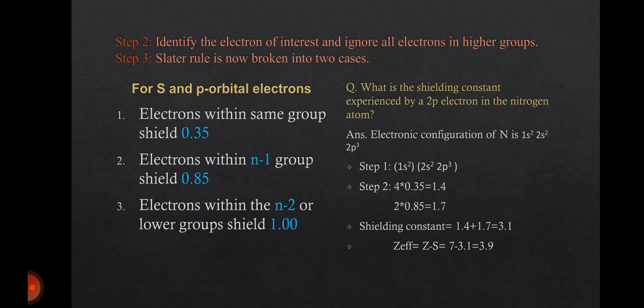Now we calculate the effective nuclear charge. We know the formula of effective nuclear charge is equal to Z minus S, where Z is the atomic number and S is the screening constant. The atomic number of nitrogen is 7. 7 minus the shielding constant 3.1 is equal to 3.9. So the shielding constant of a 2p electron in the nitrogen atom is 3.1, and the effective nuclear charge of the nitrogen atom is 3.9.